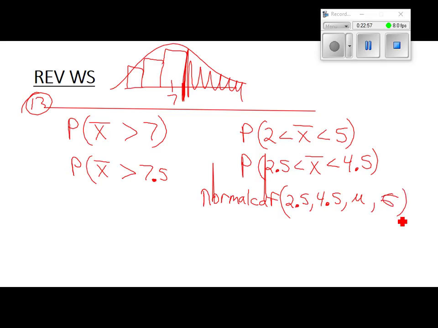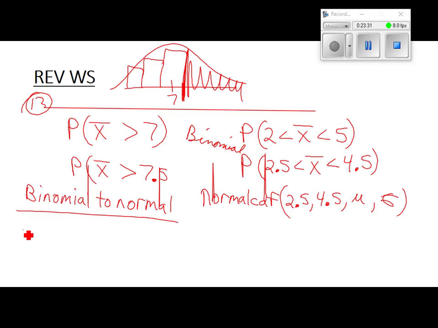Now, if we're making it from a binomial into a normal, like it was on the homework, we're trying to make it into a normal. So if we're going binomial, changing it to normal, you've got to remember how to find your mean and how to find your standard deviation.